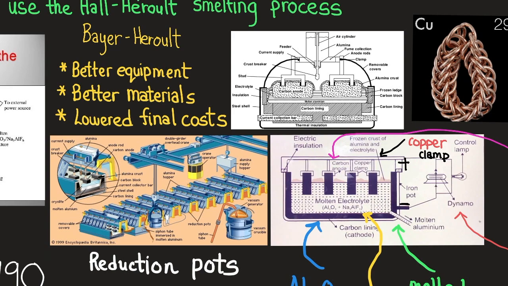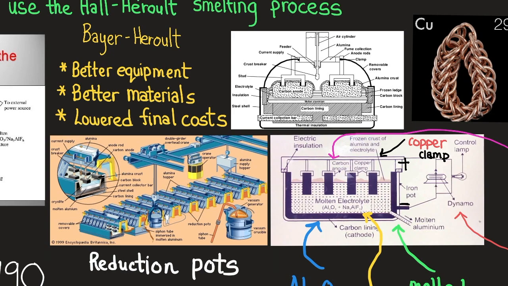Alumina is added on top of this crust where it is preheated by the heat of the cell, about 950 degrees Celsius or 1700 degrees Fahrenheit, and its absorbed moisture is driven off. Periodically, the crust is broken and the alumina is fed into the bath. In newer cells, the alumina is fed directly into the molten bath by means of automated feeders.